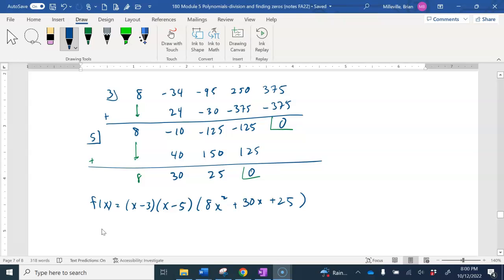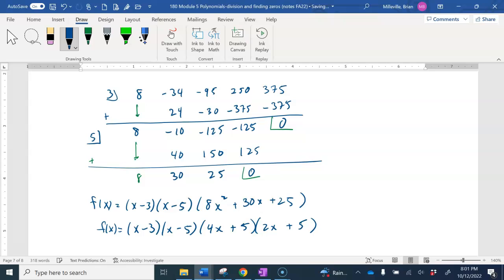For the sake of time for the video, I'm not going to go through the AC method for this, but I'm going to put down the fully factored form. You can again use the AC method or the bottoms up method. Either way, you'll come up with this factorization. You're going to get 4x and 2x, and you're going to get plus 5 and plus 5. We can just do a quick mental check on that. We get 8x squared, we get 25. 4x times 5 is 20. 5 times 2x is 10, so we'd get 30x.